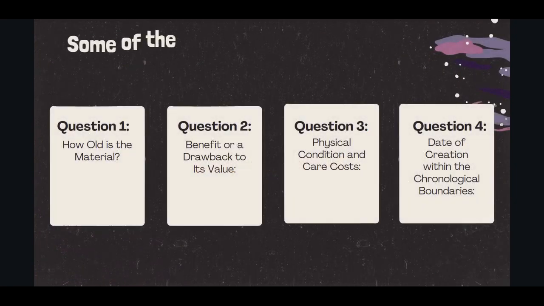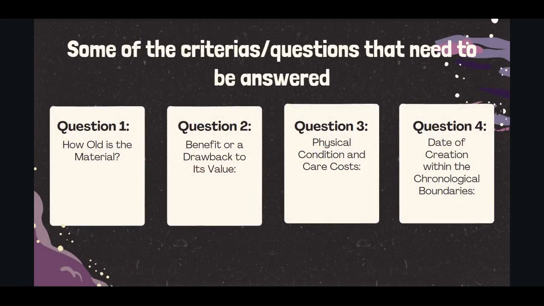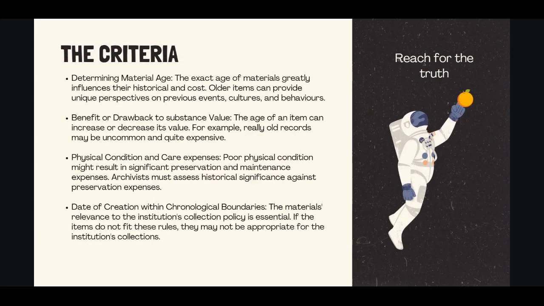We are moving on to the criteria and questions that need to be answered. Question one, how old is the material? Question two, what is the benefit or drawback to its value? The third is, what is the physical condition and care cost? And lastly, fourth, the date of creation within the chronological boundaries. Now we'll get into it.